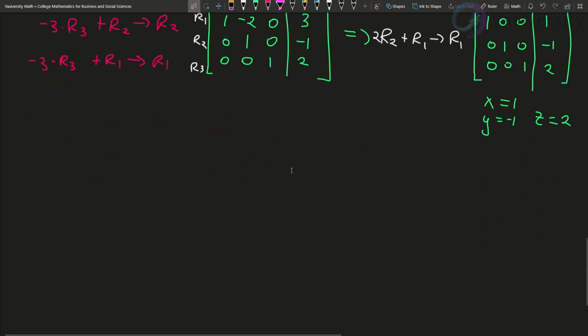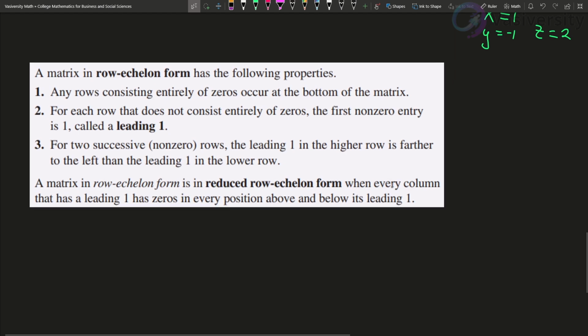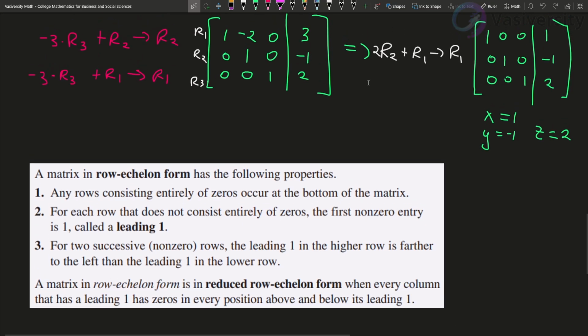A matrix in a row echelon form has the following properties. First, any rows consisting entirely of zeros occur at the bottom of the matrix. So if we have, for example, a full row of zeros, it can appear anywhere in the matrix, and we have to make sure that we move it all the way down to the bottom, because we can flip rows and move them around as we wish.